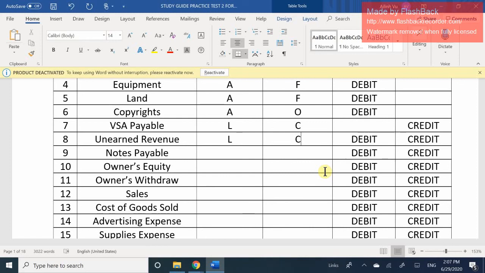Revenue is not only sales. It could be a service. So someone paid you in advance, so you owe them their service. And what kind of balance would they have? Credit. Yes, good. What about notes payable? Liability. Yep, and it's long term. Okay. What else can it be?